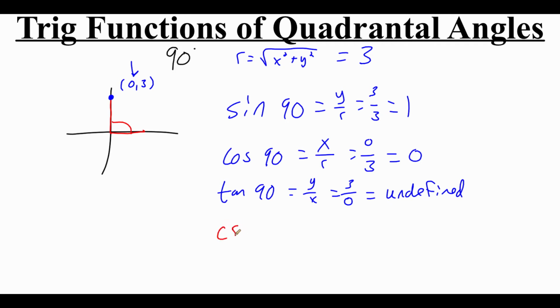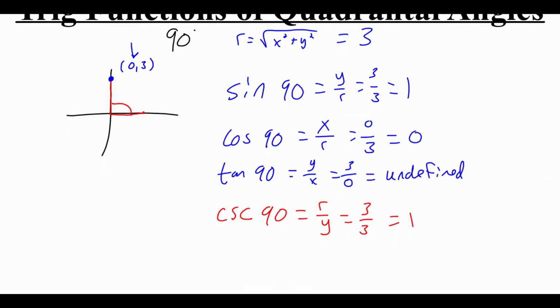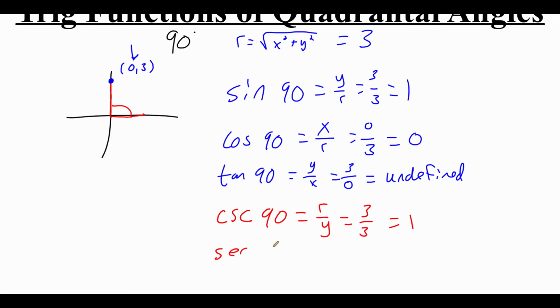So remember the cosecant is the reciprocal of the sine, so that's r over y. So here the r value is 3 and the y value is 3, so the cosecant is 1. If we're doing the secant, remember that's the reciprocal of the cosine, so that's going to be r over x, so we get 3 over 0, but we can't take 3 and divide it by 0. You can never divide anything by 0, so this is undefined.